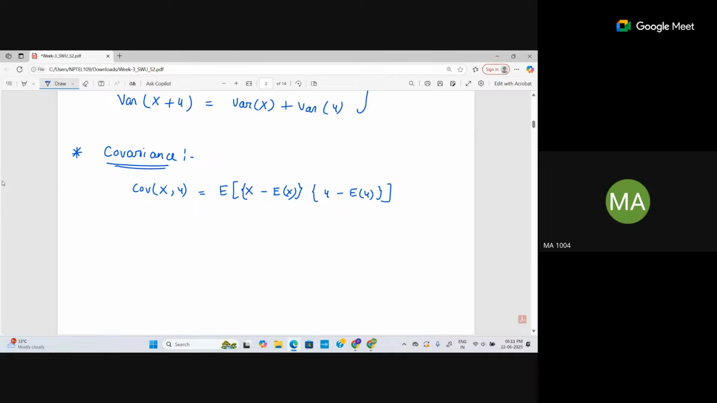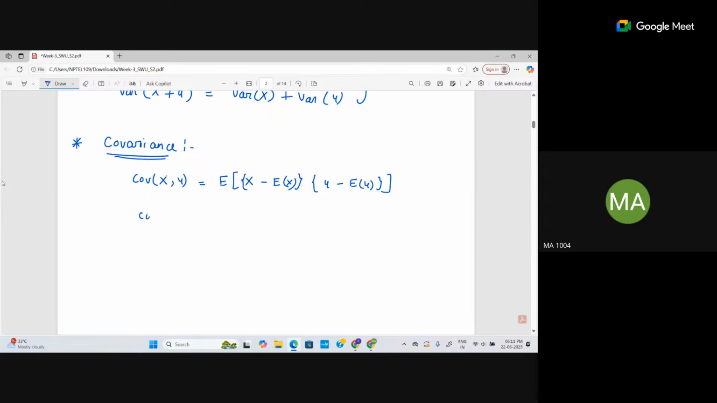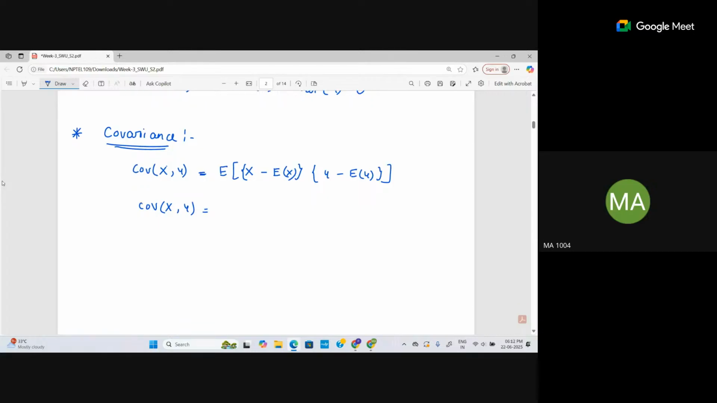Okay, and this is a bit lengthy. So generally in the calculation part, we use a simplified version of this formula, which is the expectation of xy minus expectation of x into expectation of y. Okay, so most of the time we use the second formula for calculating the covariance.